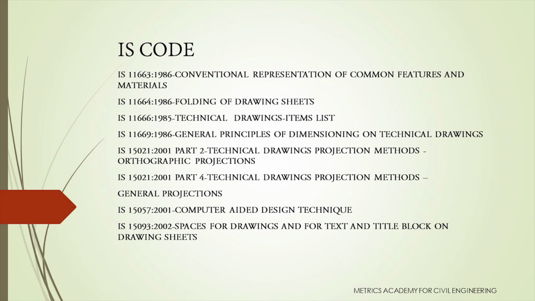The next is IS 15021-2001, Part 2, Technical Drawings Projection Methods, Orthographic Projections. The next is IS 15021-2001, Part 4, Technical Drawings Projection Methods, General Projections. The next is IS 15057-2001, Computer Aided Design Technique. The next is IS 15093-2002, Spaces for Drawing and for Text and Title Block on Drawing Sheet.